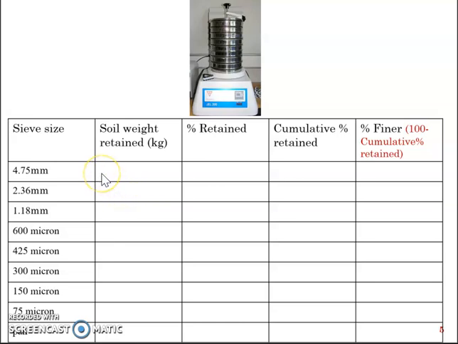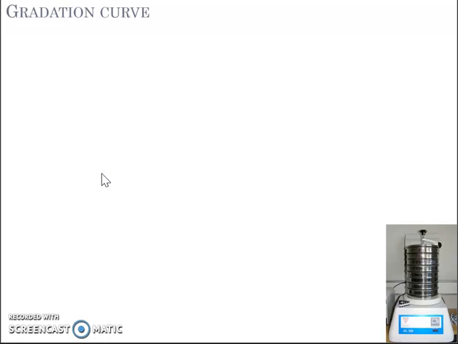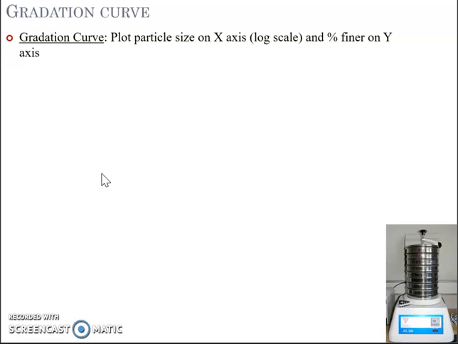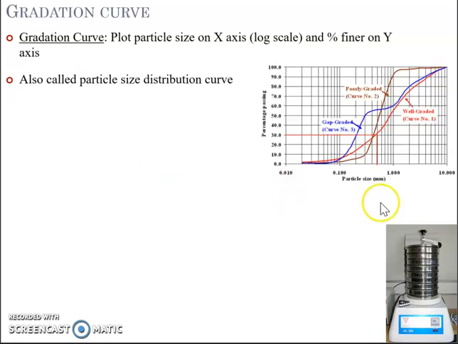Now, the graph is called a gradation curve. A gradation curve is a plot of particle size on the x-axis, which is taken in the log scale, and percentage finer on the y-axis. It looks like this. You have the particle size in the log axis, and the percentage finer in the decimal axis on the y-axis, and it's also called a particle size distribution curve. Gradation curve or particle size distribution curve.